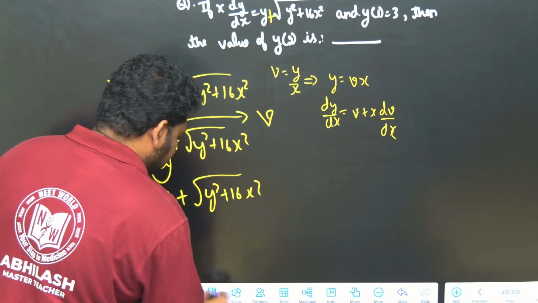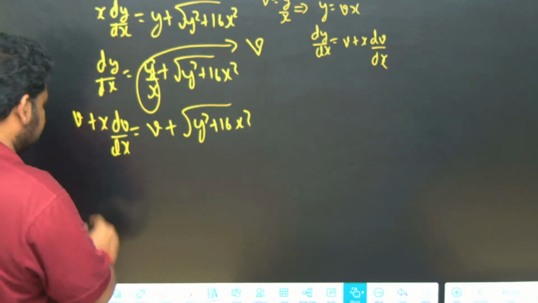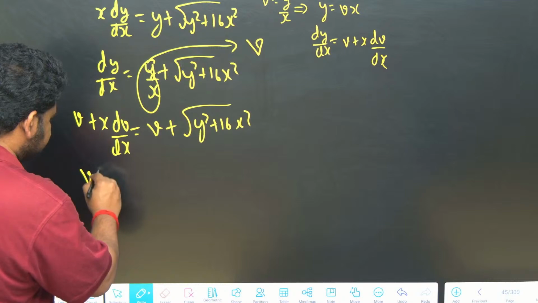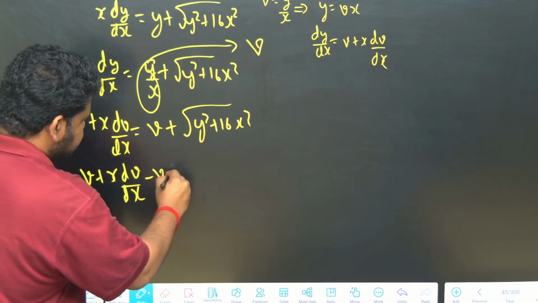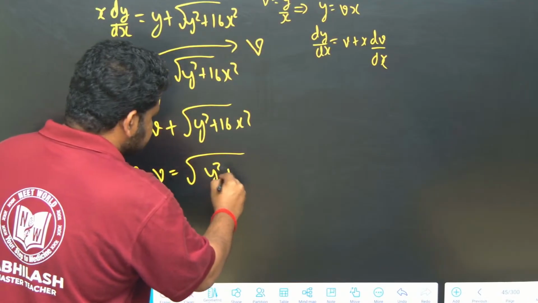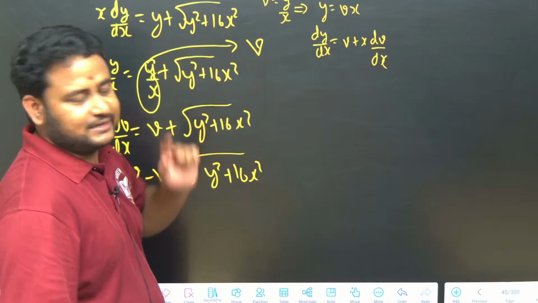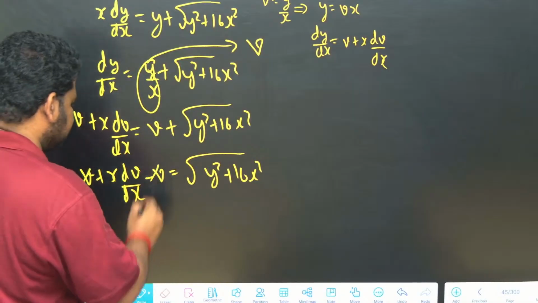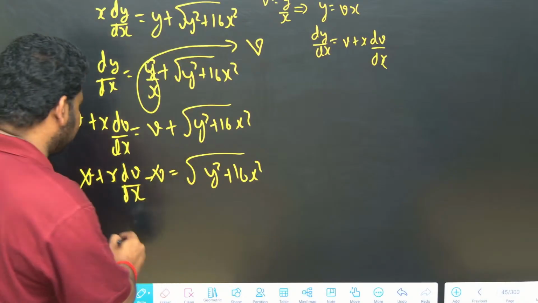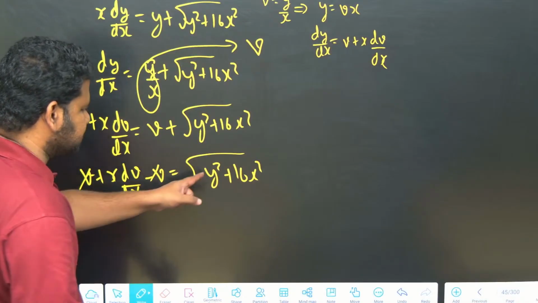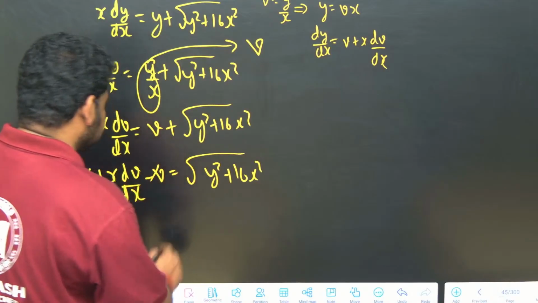Now this v I can take to the LHS. So this becomes v plus x into dv by dx minus v is equal to square root of y square plus 16x square. The error was because there was an error in the question, there should be a plus sign. So v minus v will cancel, and now we will get it in variable separable form. y square can be written as v square into x square.